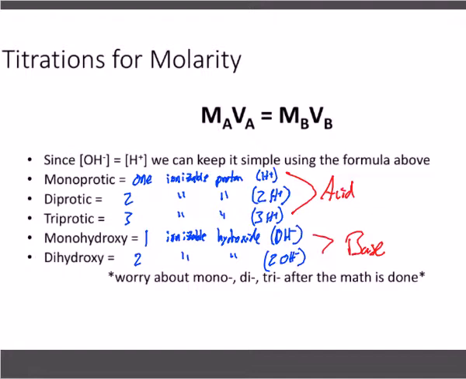So this is kind of on the flip side of those pH calculations. We had to look at mono, di, or tri beforehand and multiply the concentration by however many ions we had. Here we're going to wait until the very end calculation, then multiply by however many we have. If it's mono, it is what it is. But if it's di or tri, we have to multiply by 2 or 3 respectively.